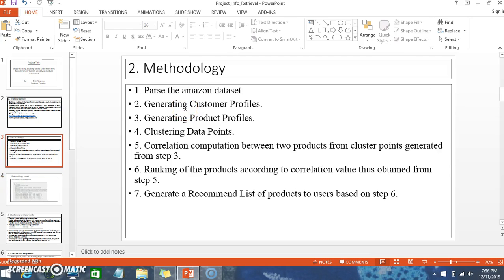After completing the parser code with the Amazon dataset, we proceeded by generating the customer and product profile for each of the customers and products that were there in the Amazon dataset. A product profile is a record that represents important characteristics of a product such as product ID, product title, the average rating of the product, while a customer profile is a record that represents important characteristics of a customer, which can be the customer ID, products he or she purchased, and the rating he or she gave to a product. After generating the customer and product profiles, we proceeded to the next phase of the implementation model, which was the clustering of the data points.